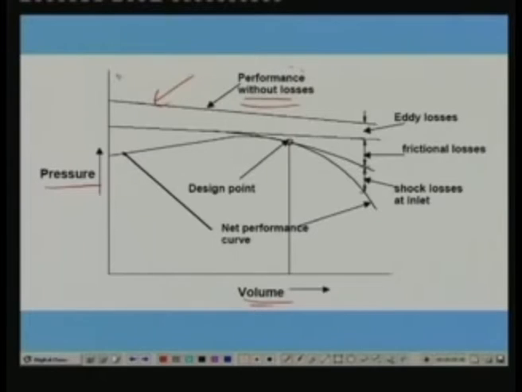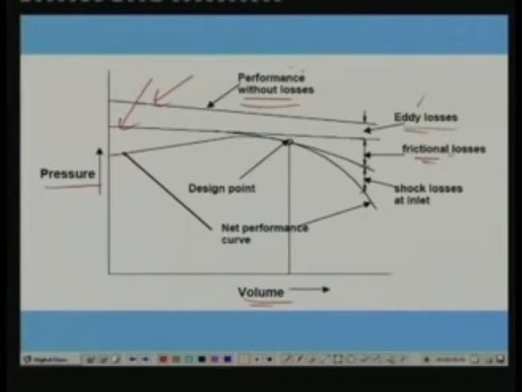Now, in actual compressors there are several losses. So, if you include the losses, how does the performance characteristic look like? For example, what are the losses in a centrifugal compressor? I have explained in the last class. One loss is the eddy loss. The eddy loss is because of the secondary flows, the Coriolis acceleration component, and this eddy loss also almost varies linearly. So when you include this eddy loss, the head reduces.